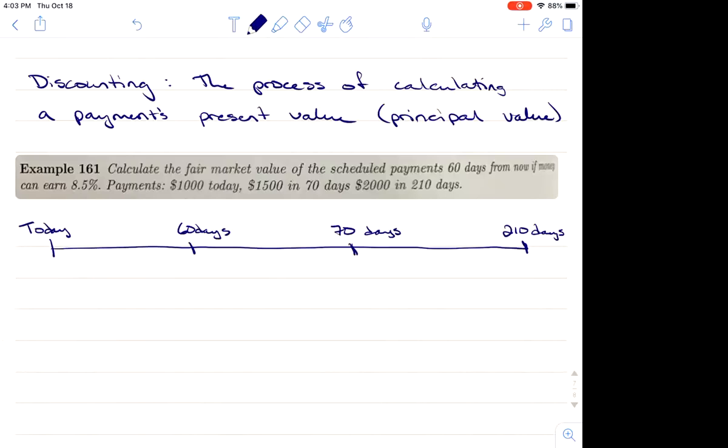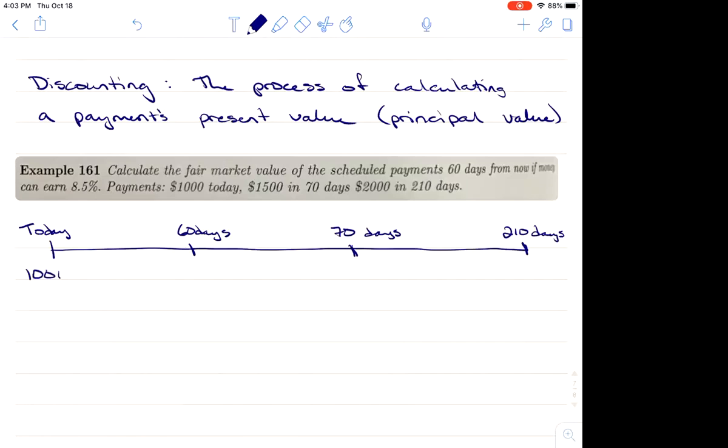Okay, so let's put the amounts that we are paying or are getting paid. It's not even clear, it doesn't matter. Let's say we're getting paid, that feels better. $1,000 today, $1,500 in 70 days, and $2,000 in 210 days.